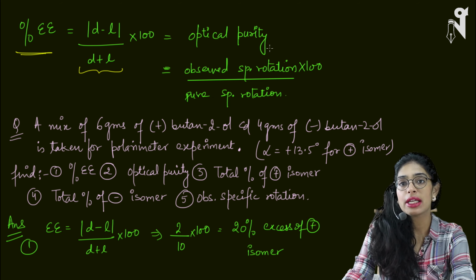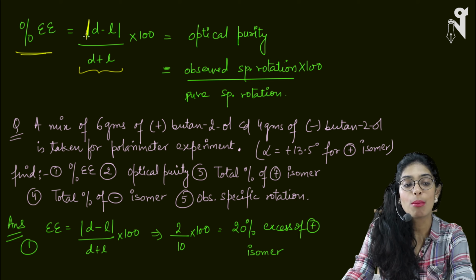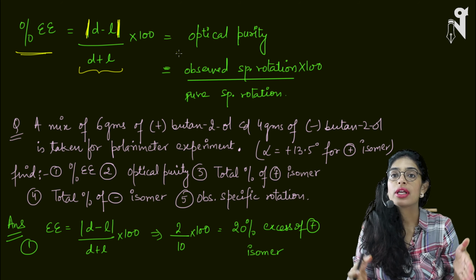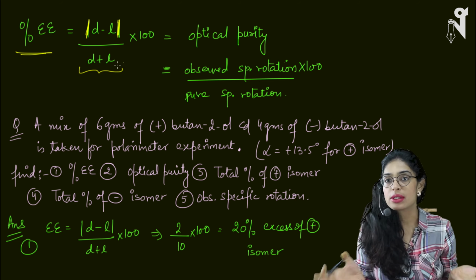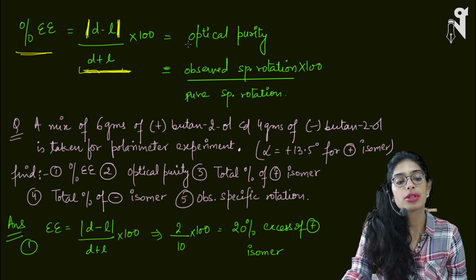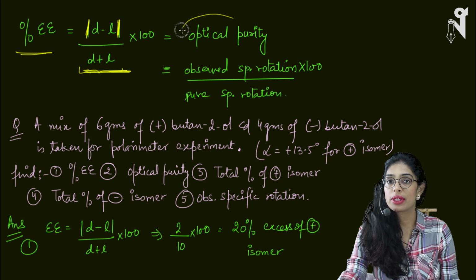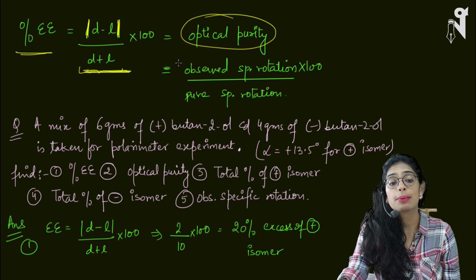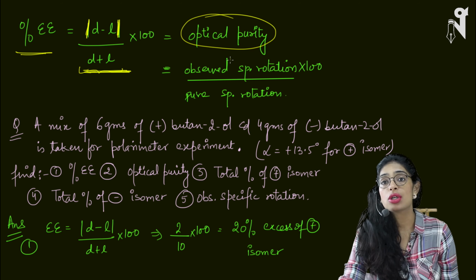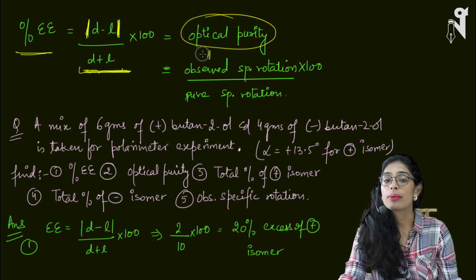So you have, let's say, D and L enantiomer. So D minus L, in mod. Mod has been written over there so that you always get the values in positive, divided by the total quantity present in the solution, into 100. So this gives you percentage enantiomeric excess, which is also called optical purity, because it tells you about the purity of a particular enantiomer in a compound.